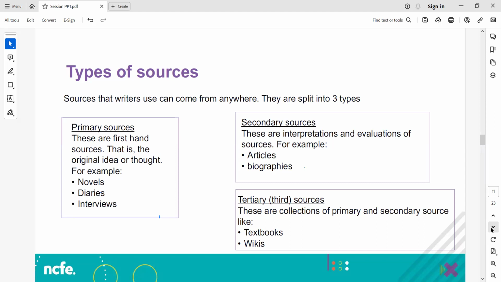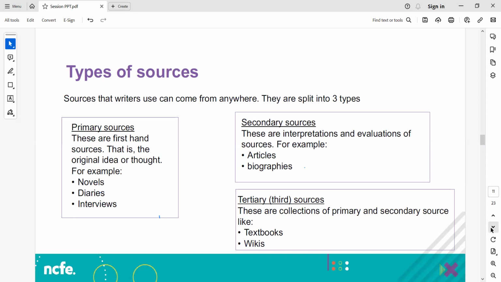So a primary source, examples are novels. So the idea of a novel, so a story, it's straight from the writer's mind and they've written it down. Okay, a diary is a first-hand account of somebody's life experience. They've kept a diary. It's their own ideas. Again, a bit like with the story, it's straight from their mind. They've written it down. And an interview. So somebody is interviewed about their life, for example, about an experience they've had. The interview is a primary source because, again, those answers, somebody explaining their experience, it's straight from their own mind. Okay, so they're primary sources.